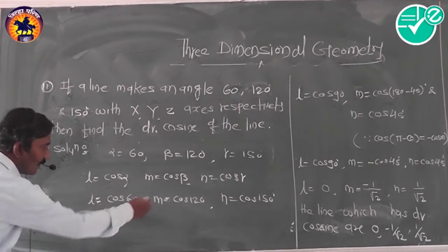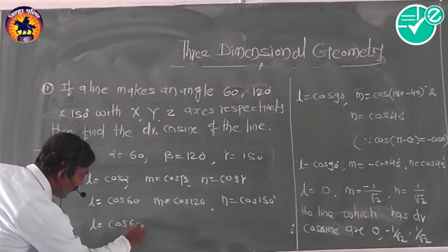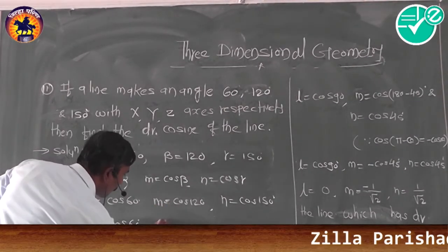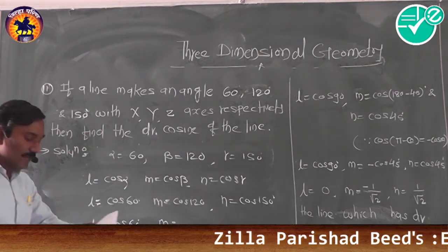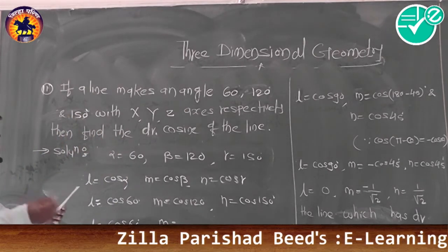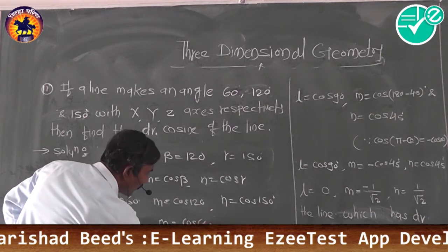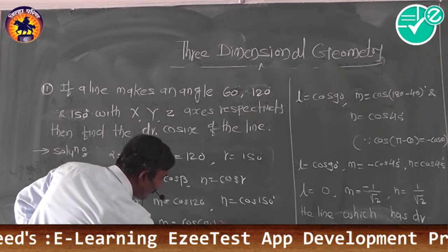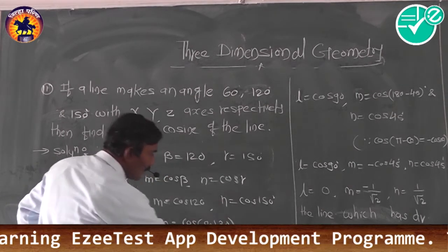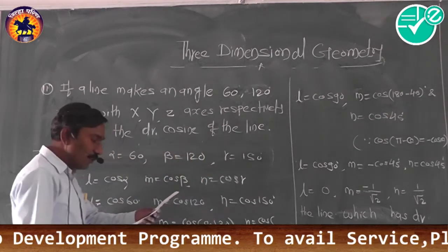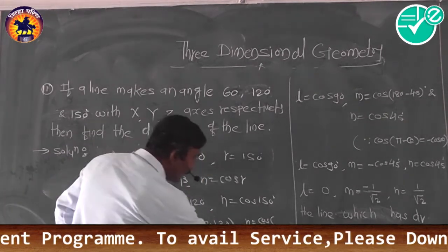Here we have to use the allied angle formula. So for m, what do we do here: cos of 90 plus 30. And here, cos of 180 minus 30.